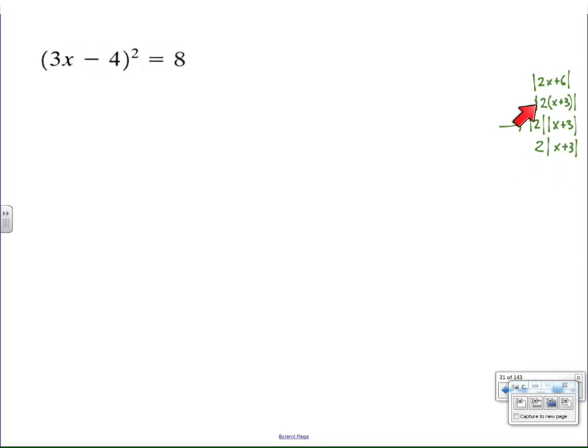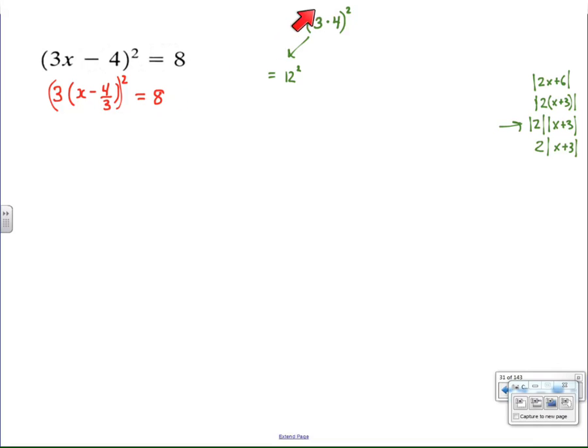These are equivalent expressions. Well, here we have 3x minus 4 quantity squared equals 8. We're going to do something similar, but it's got to be modified because of the fact that we're squaring. So in the first case, you can see I just took out the 3 from both the 3x and the 4, which is why I get 3 times the quantity x minus 4 thirds, all squared, equals 8.